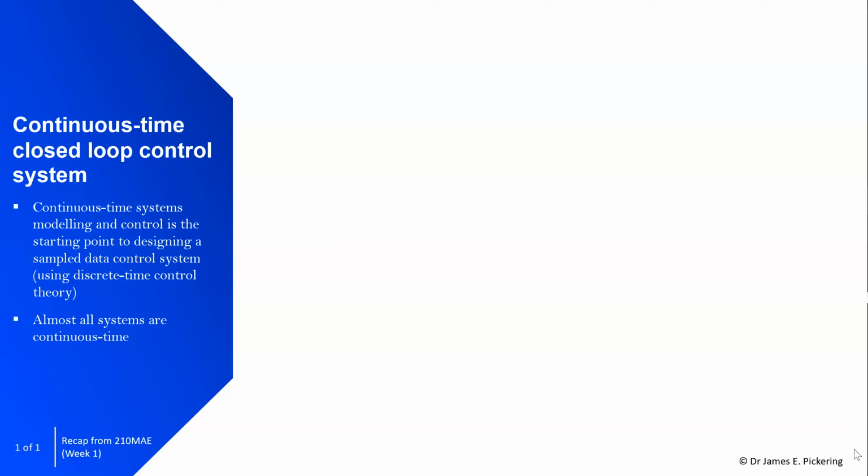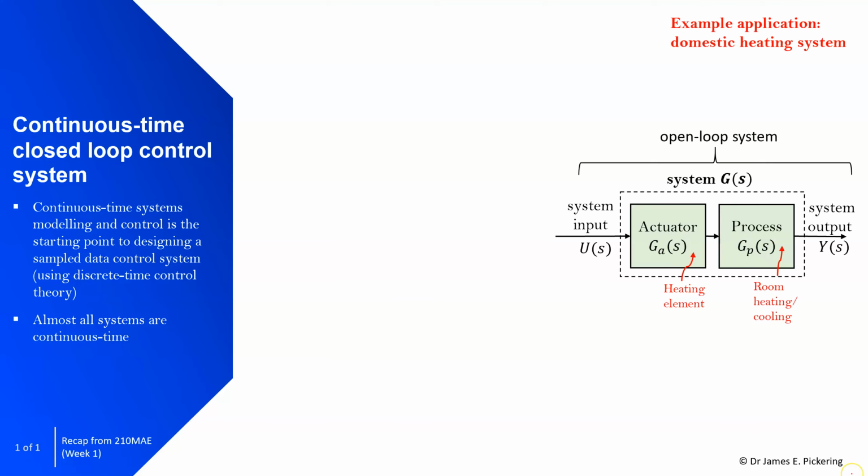In this video, I'm going to give you a recap of the continuous time closed loop control system. So this is the starting point to designing a sampled data control system where we're going to use discrete time control theory. So if you recall from your previous studies what an open loop system is. So here we're looking at an open loop system initially.